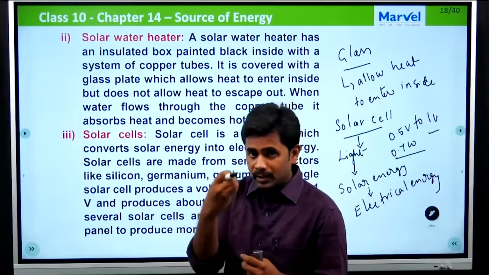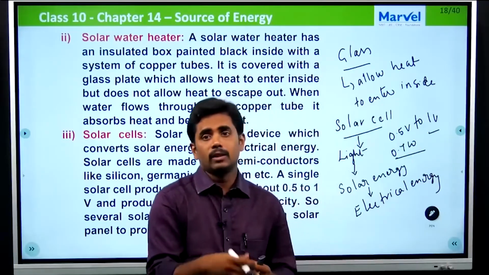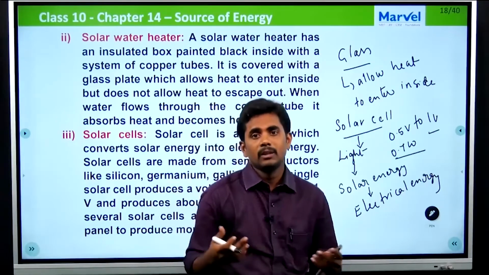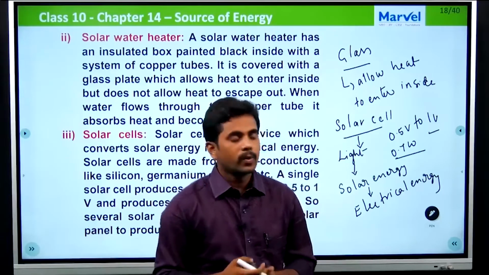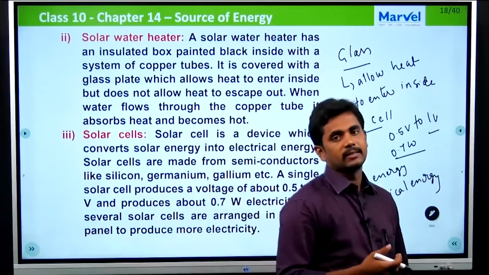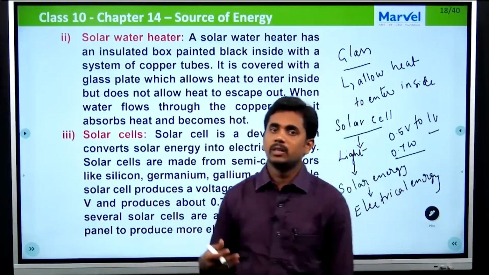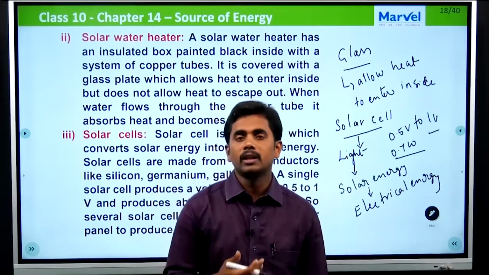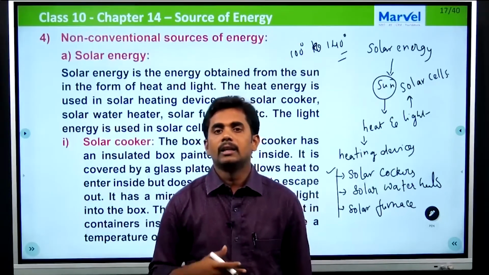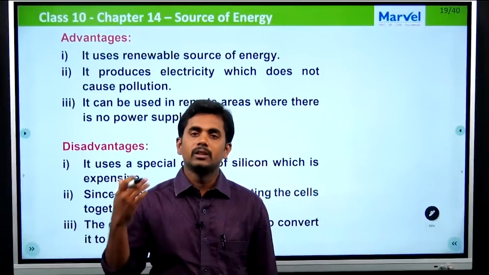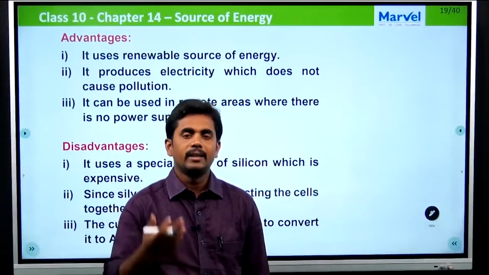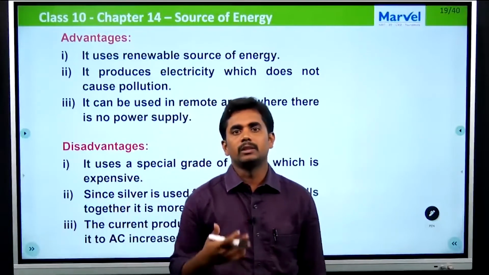With the help of a single solar cell, nothing will happen. Obviously we have to keep several solar cells arranged in a solar panel to produce more electricity. Hope you are understanding the necessity of the solar water heater, solar cell, and solar cooker. Now we have to see the advantages of solar energy, and the disadvantages also in parallel.